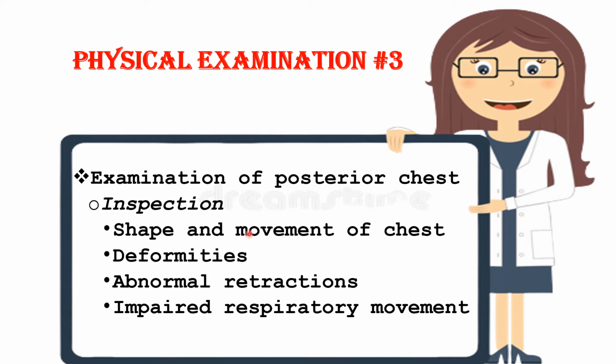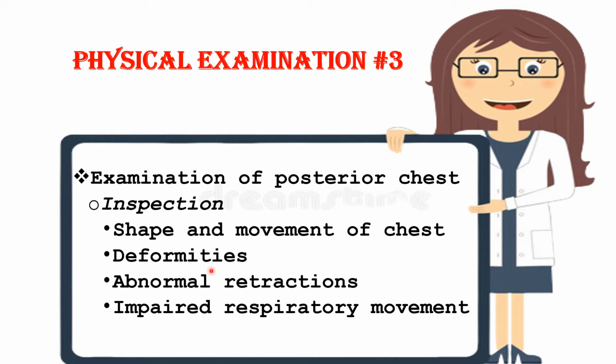So let us now proceed to the physical examination of the posterior chest. First, you have to utilize your four cardinal techniques in doing the physical examination of the respiratory system, and you have to begin with inspection. You have to take note of the shape and the movement of the chest. Of course, movement refers to the breathing pattern of the client: if the client is breathing normally or there is difficulty of breathing.